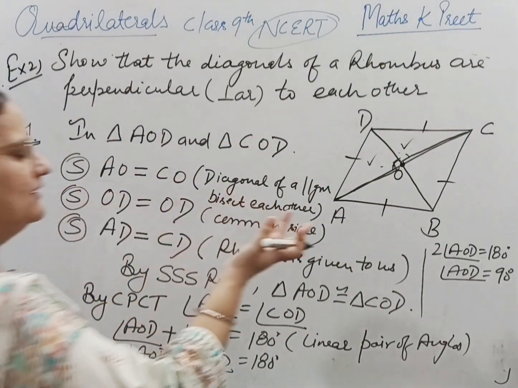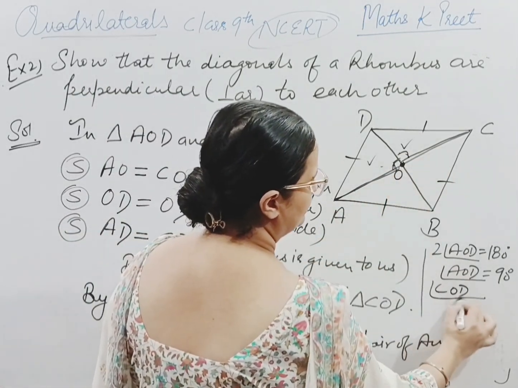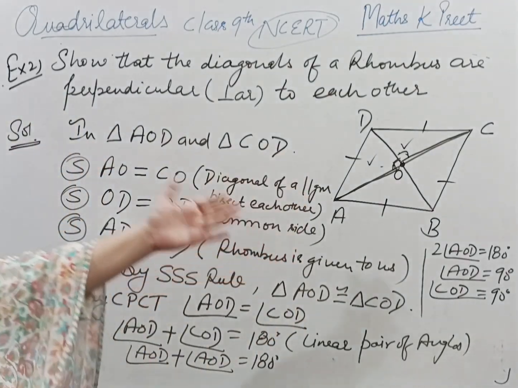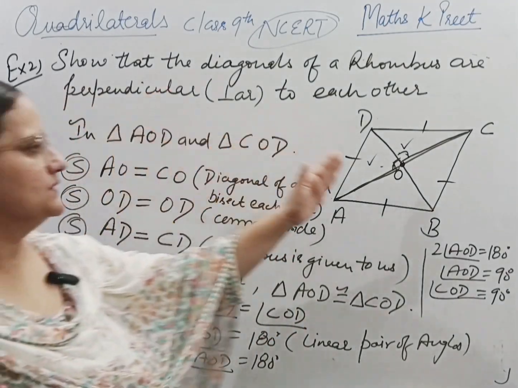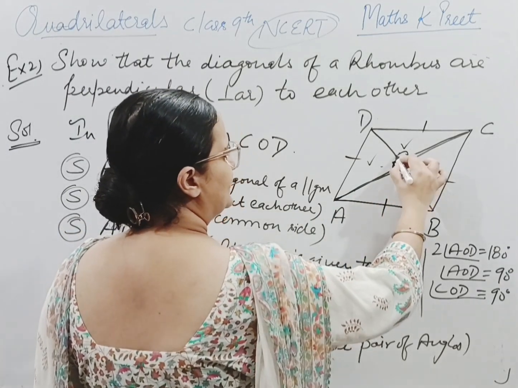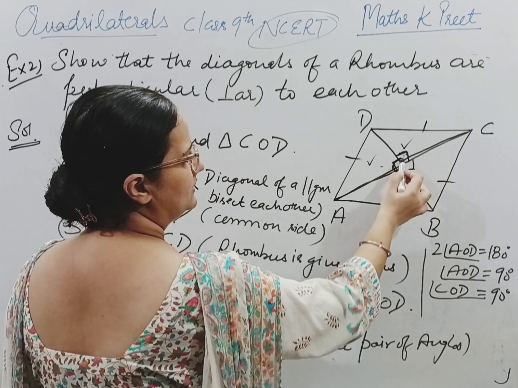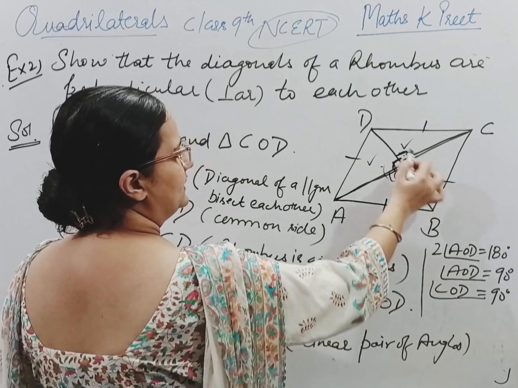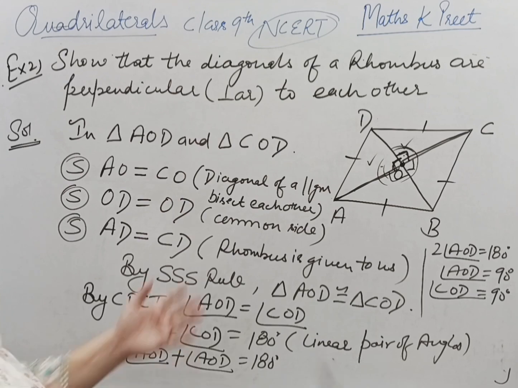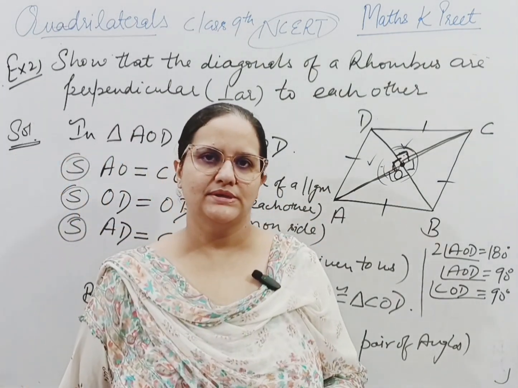Similarly, because AOD is equal to COD, this angle is 90 degrees. So COD is automatically 90 degrees because both are equal, which gives me the result that the diagonals of a rhombus are perpendicular to each other. Because this angle is 90, this angle is 90, further with vertically opposite angles, all the angles are 90 degrees. These two diagonals are bisecting because this is a parallelogram. We have seen a result that diagonals of a parallelogram bisect each other.